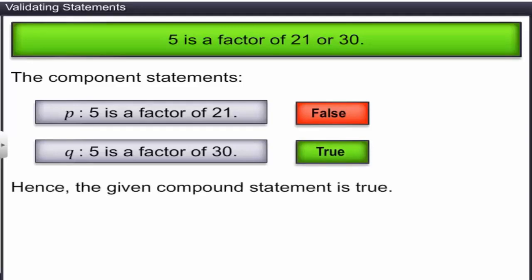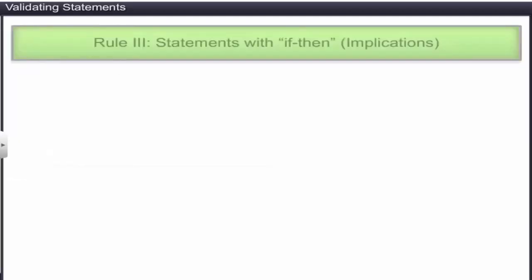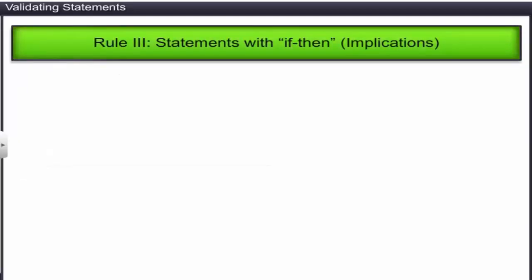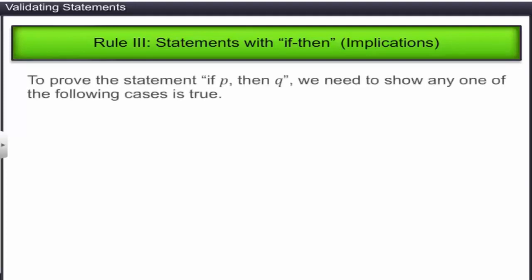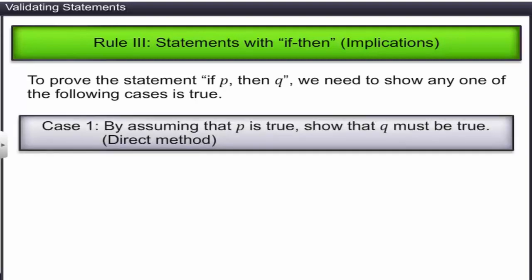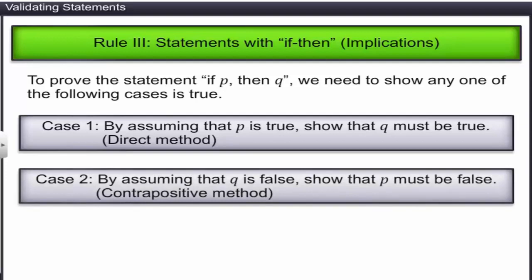Rule 3 is used to validate statements with if-then or implications. To prove the statement, if P then Q, we need to show any one of the cases shown is true. By assuming that P is true, show that Q must be true. This is called the direct method. By assuming that Q is false, show that P must be false. This is called the contrapositive method.